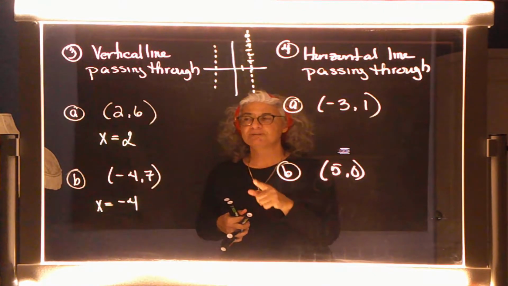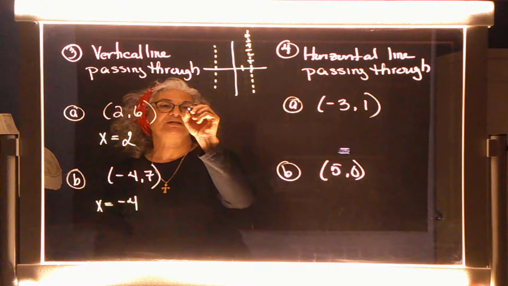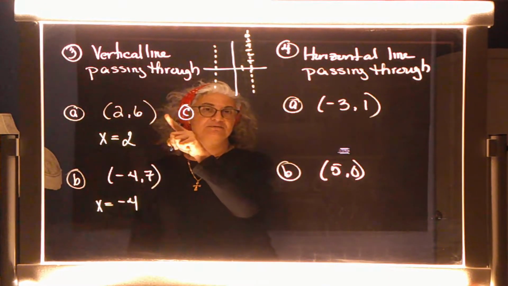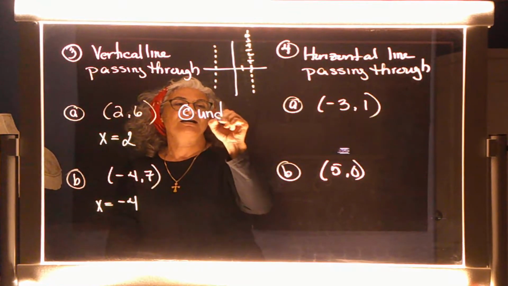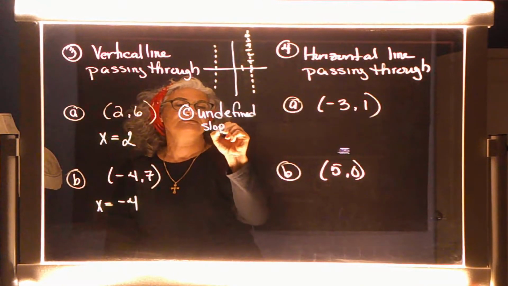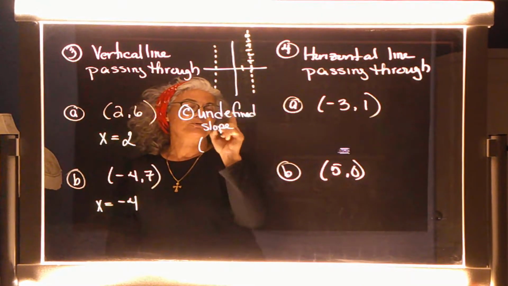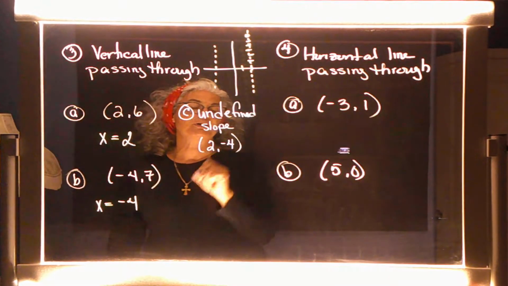You know, I'm going to throw a part C at you. And I know this may sound kind of funny, but part C for problem number 3. I have an undefined slope. And it's passing through the point 2, -4.